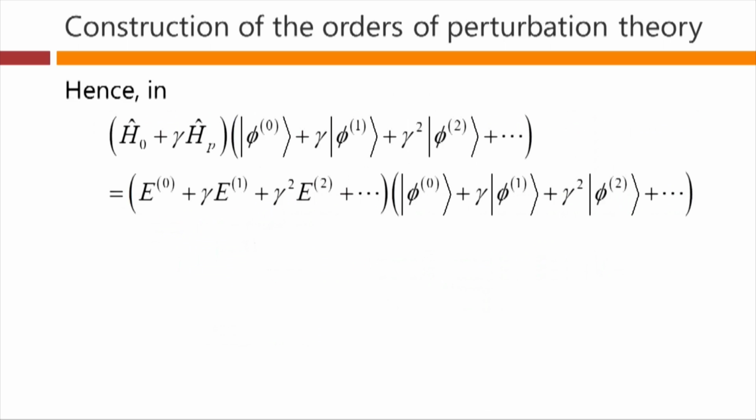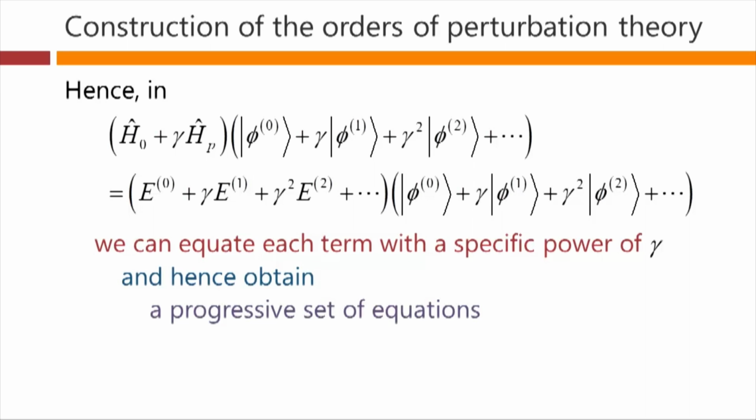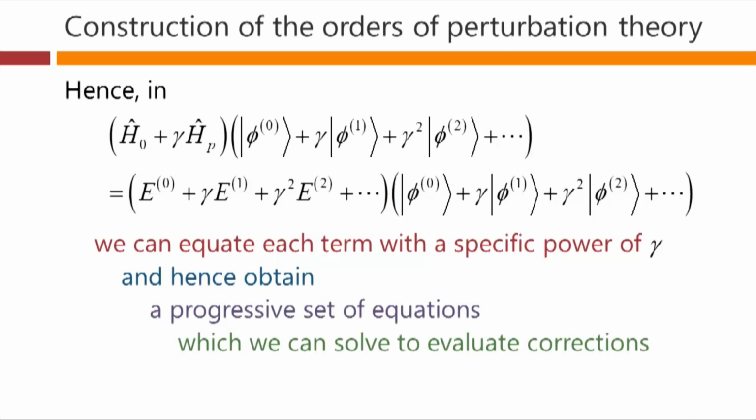Hence, in this expression that we've just written down, we can equate each term with a specific power of gamma. That is, we find terms of a specific power of gamma on the left, and they have to be equal to the terms with the same power of gamma on the right. And hence, we can obtain a progressive set of equations which we can solve to evaluate corrections.